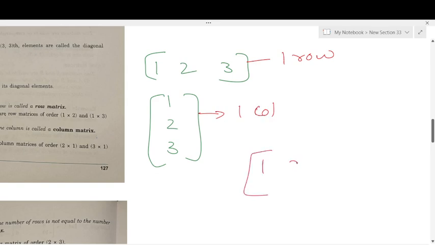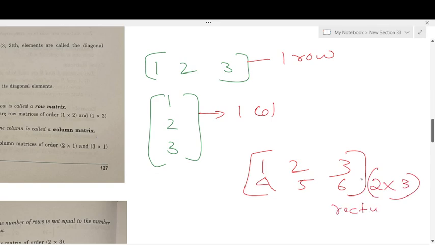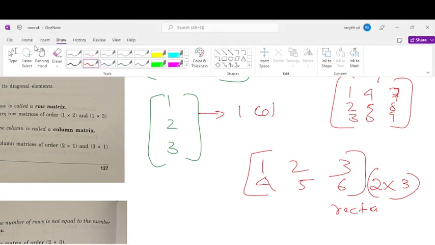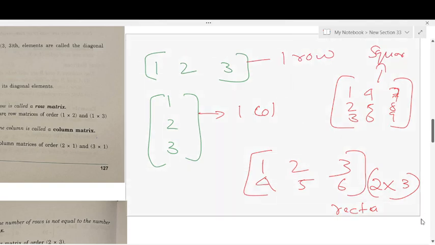What if two rows are present? 1, 2, 3, 4, 5, 6. What kind of matrix is this? Rectangle or square? The rectangular matrix. So whenever two rows, and two or three columns, more than one is present, we call it rectangular. Or 1, 2, 3, 4, 5, 6, 7, 8, 9. What about this one? Equal rows and equal columns, what do you call it? Square matrix.